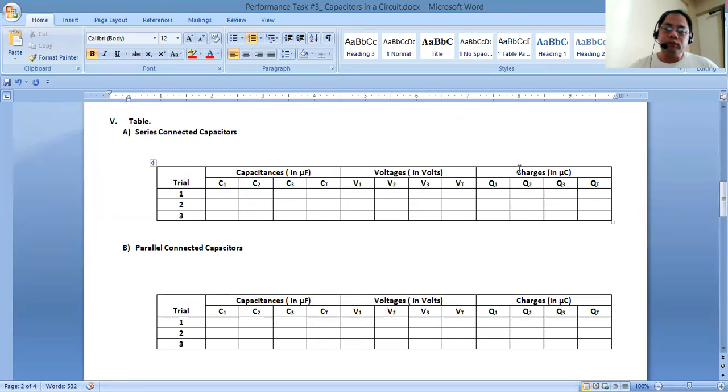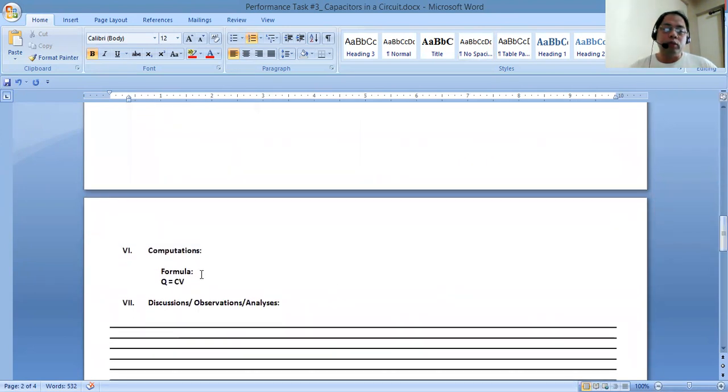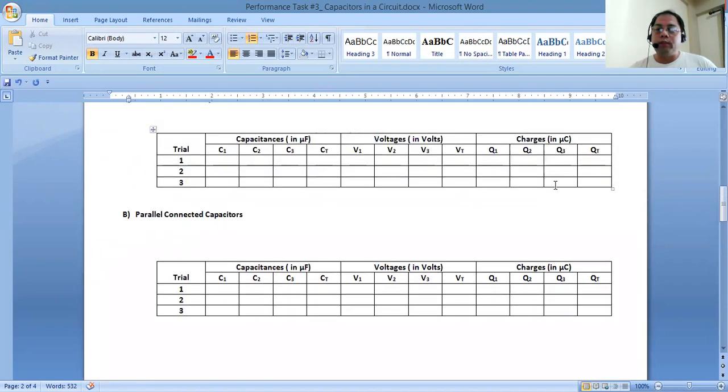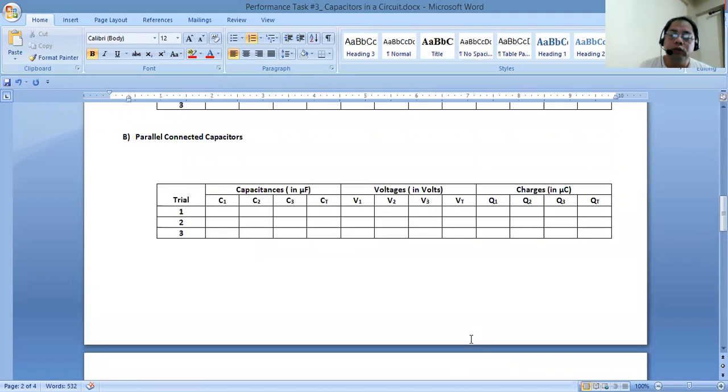So therefore, in determining Q, either in series or in parallel, we are going to use a computation portion to determine these last four columns in our table. So we are going to use the formula to get Q1, or the charge in capacitor 1, to be equal to C1 V1, or Q sub 2 is C2 V2, Q total is Q sub T equals C sub T times V sub T.